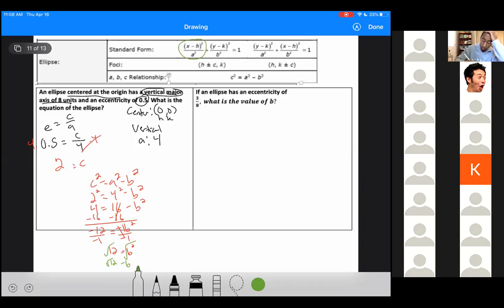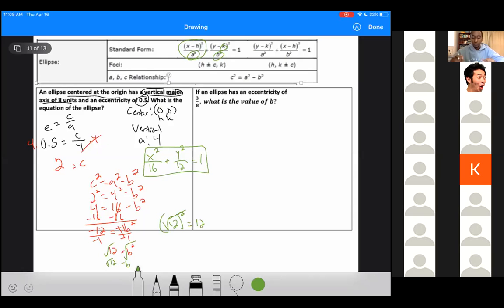So it's going to be X minus, our H is 0, so we're not going to put X minus 0. We're just going to put X squared over A squared, which is 4 squared, that's 16, plus Y minus K. Our K is 0, so we're just going to put Y squared over B squared. B is the square root of 12. So remember, when you square the square root of 12, the square and the square root cancel out, you just get 12. That equals 1. And we have the equation of our ellipse, which we could check if we wanted to by graphing.